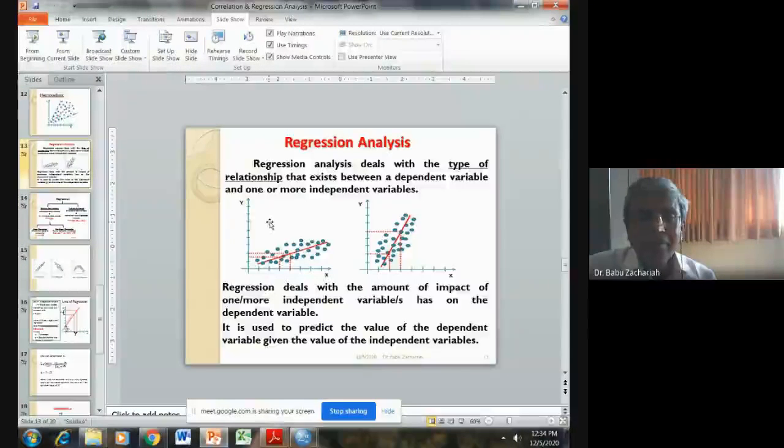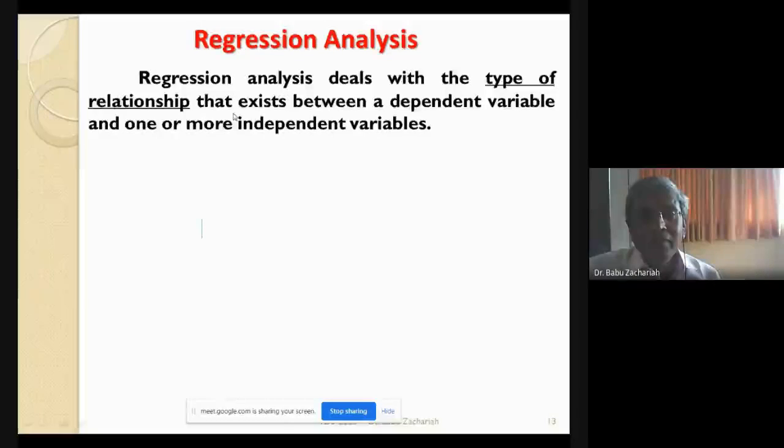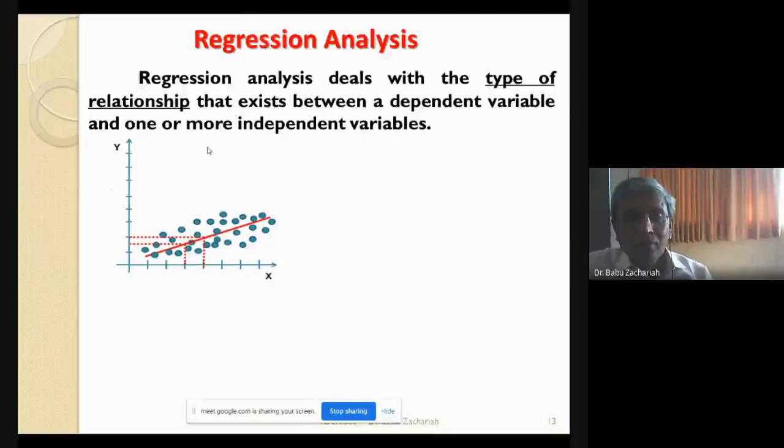Say last year we have learned that one. From the current slide we will proceed. Regression analysis deals with the type of relationship that exists between a dependent variable and one or more independent variables. So for example, if x and y is plotted, we get a slope like this.